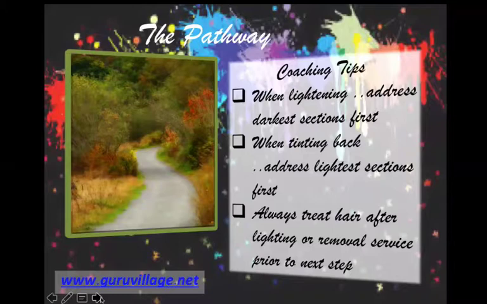Now, the reverse applies when I'm going darker. When I'm tinting hair back from a lighter shade, I always address the lightest sections first. So if my lightest section's a level 9 and my medium section's a level 7, I'm going to address that level 9 and bring it down to a level 7. If my target's a level 5, I'll bring my 9 down to a 7. Then I'll bring my 7 and my 9 together down to a 6, and now I'll put my 5 over the top of them.